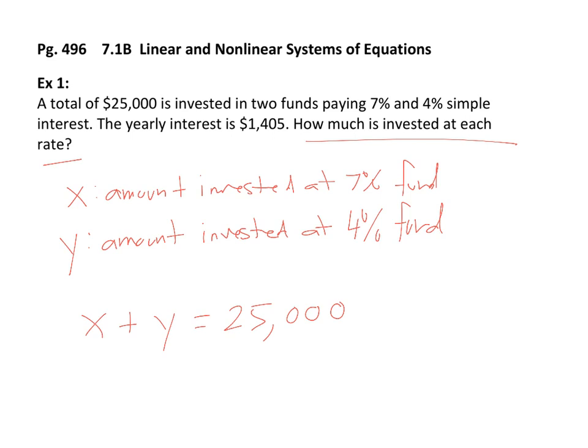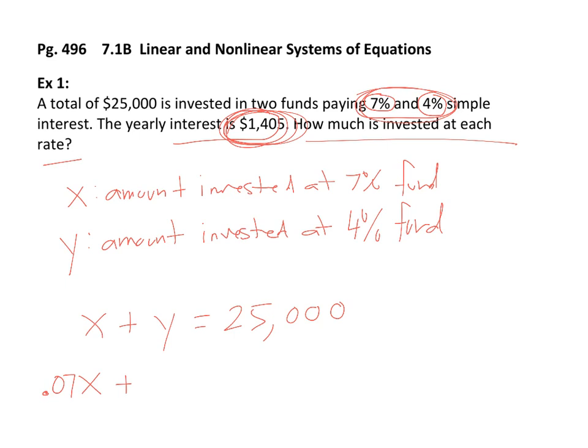Now here's the next part that tends to confuse students the most. How much did I invest? We got 4% here, 7% here. The total interest is $1,405. So I'm going to have to use the information that I have here and here together. I invest a certain amount into the 7% fund, and I'm making 7% off of that amount, so multiply it by 0.07.